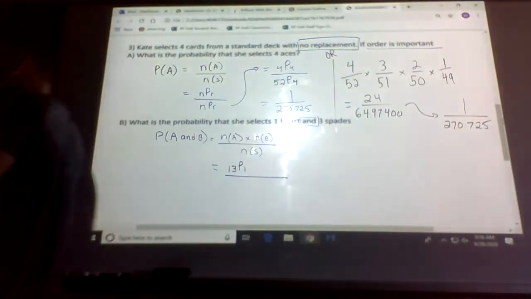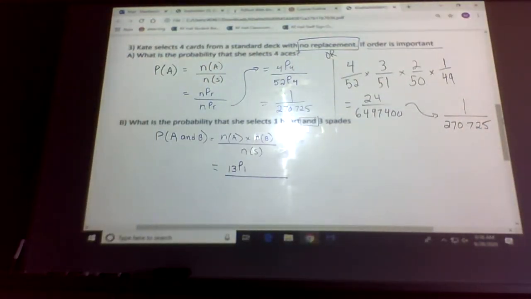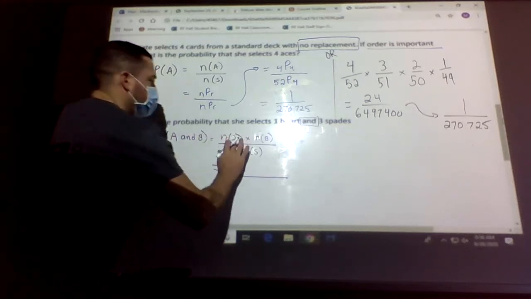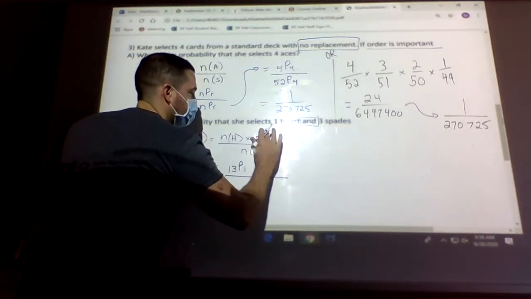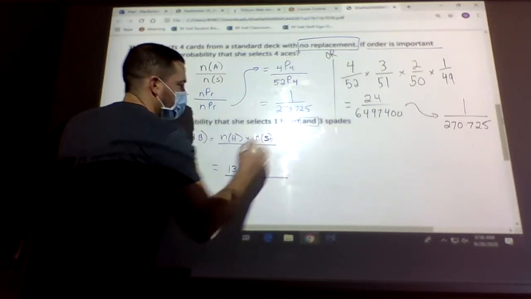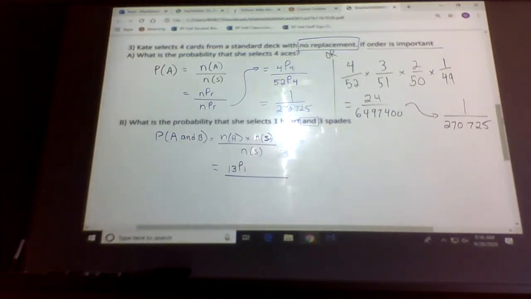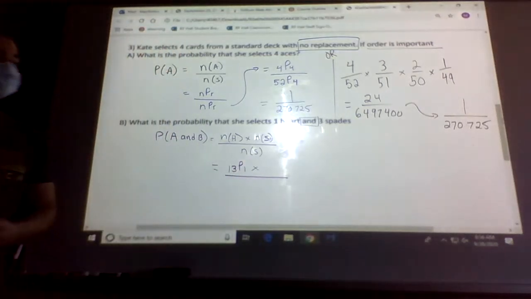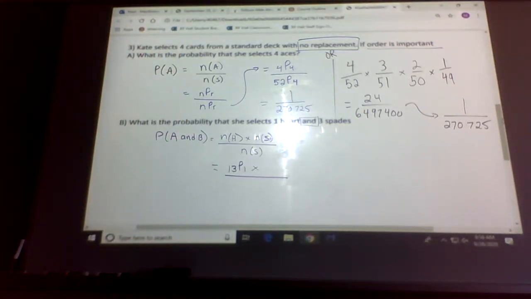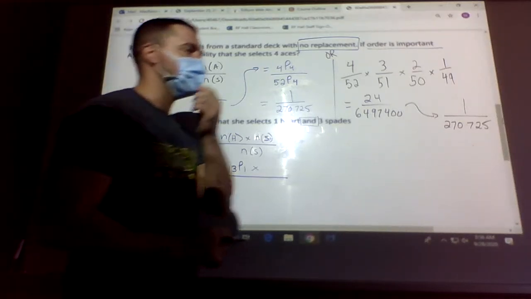So the number of ways of just hearts first. So I should have put here H maybe, and then this one will be spades, SP for spades. This is how you're going to do all the card questions when they ask you for multiple things. So always do it this way.